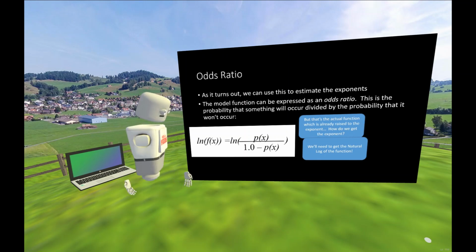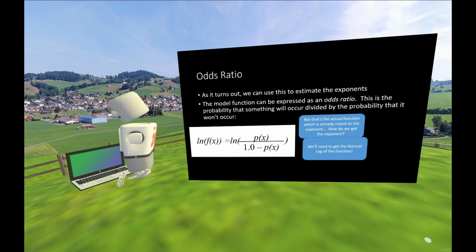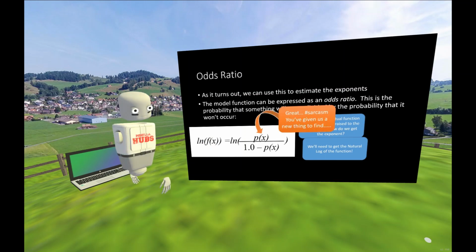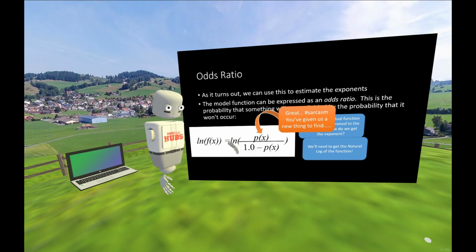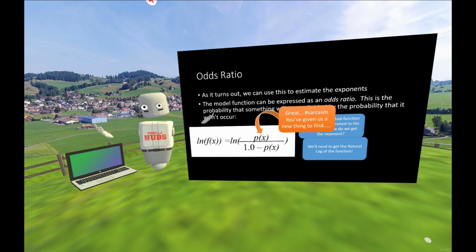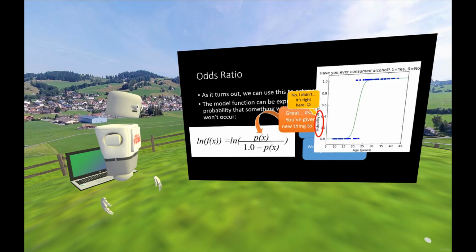Now this is great. This is good. It gives us something to figure out. But darn it, Dr. Jones, you keep giving us stuff that we don't know. We have to find this new thing. We've got to figure out what the probability at an x value is. Well, maybe we do, maybe we don't.